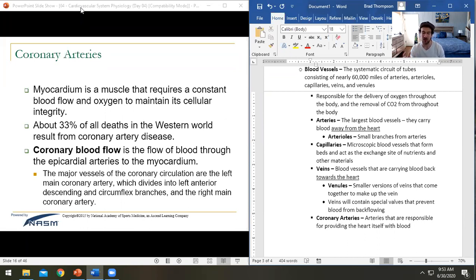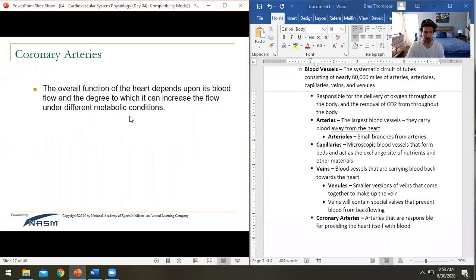The reason we talk about coronary arteries so often is because they're the arteries that are responsible for keeping the tissue alive. That is the tissue that keeps the body alive. These are your most important arteries. So coronary blood flow is hugely important here, right? They're the arteries responsible for providing the heart itself with blood.